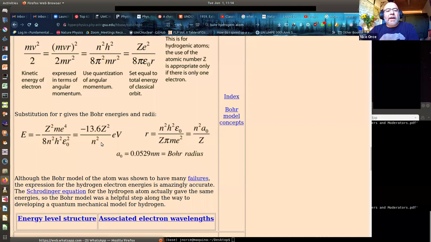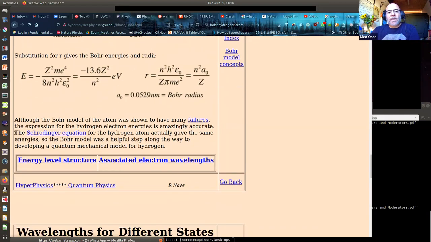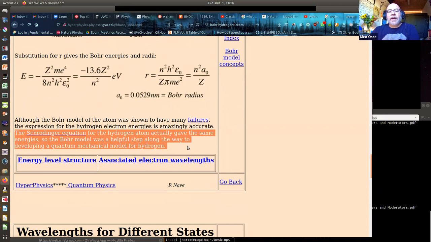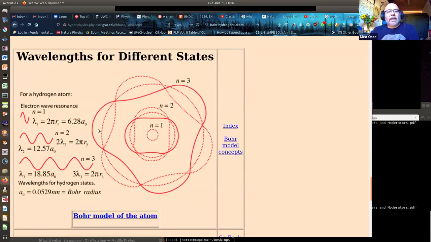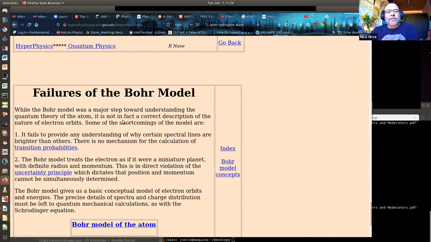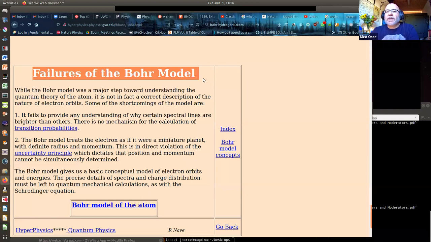So electron volts, right? So this was the energy, and as we can see, the Schrödinger equation for the hydrogen atom actually gave the same energy. So the Bohr model was a helpful step along the way to developing the quantum mechanics model of the hydrogen. And here we have different wavelengths for the hydrogen atom, because not everything is a circular motion.